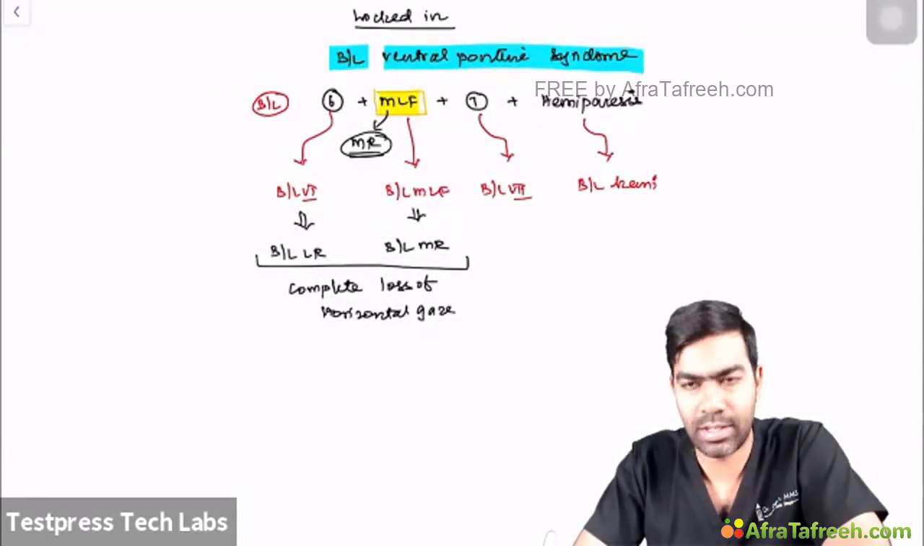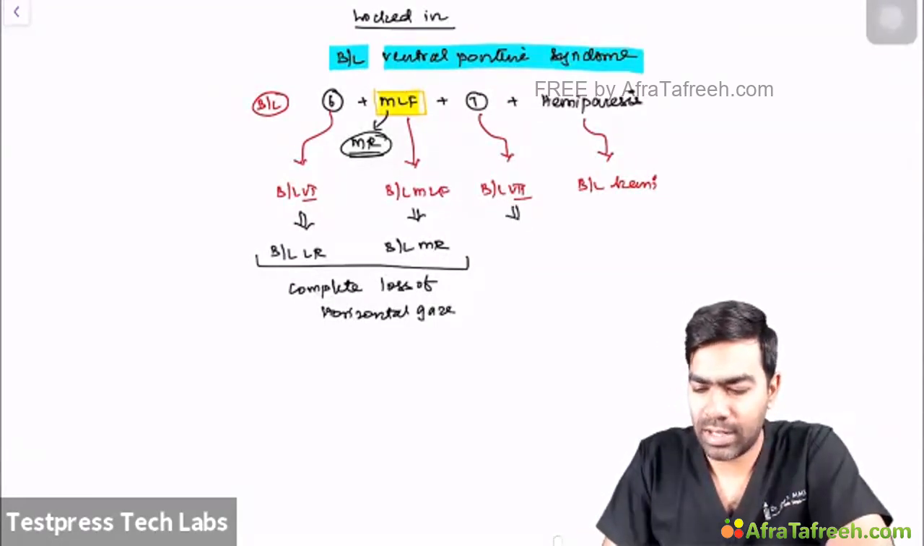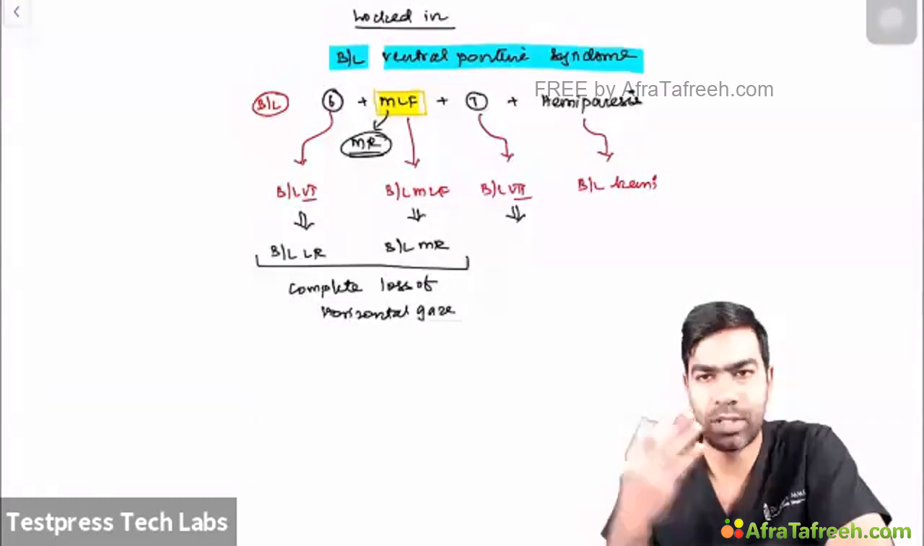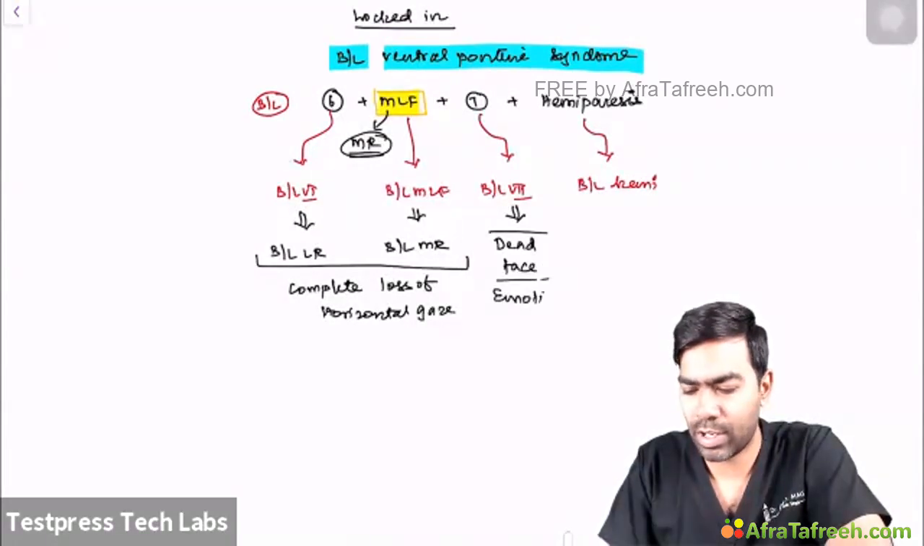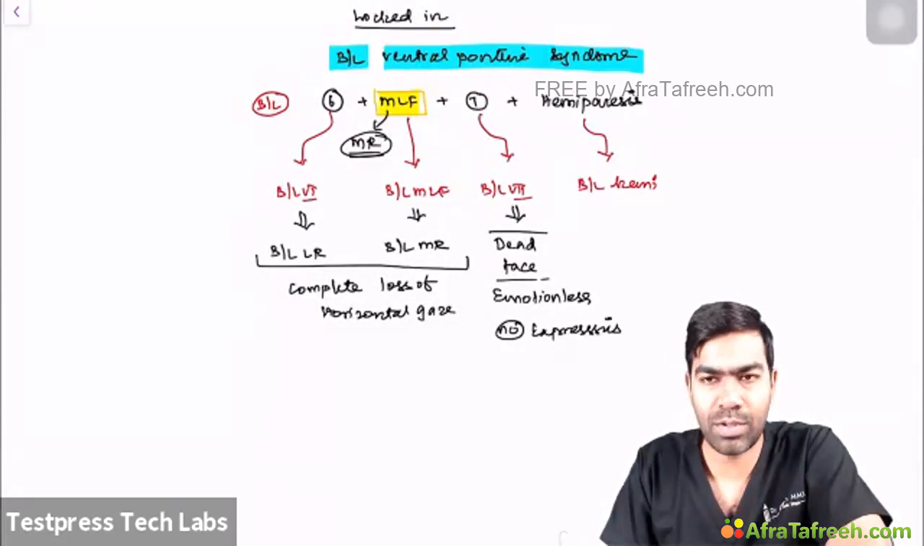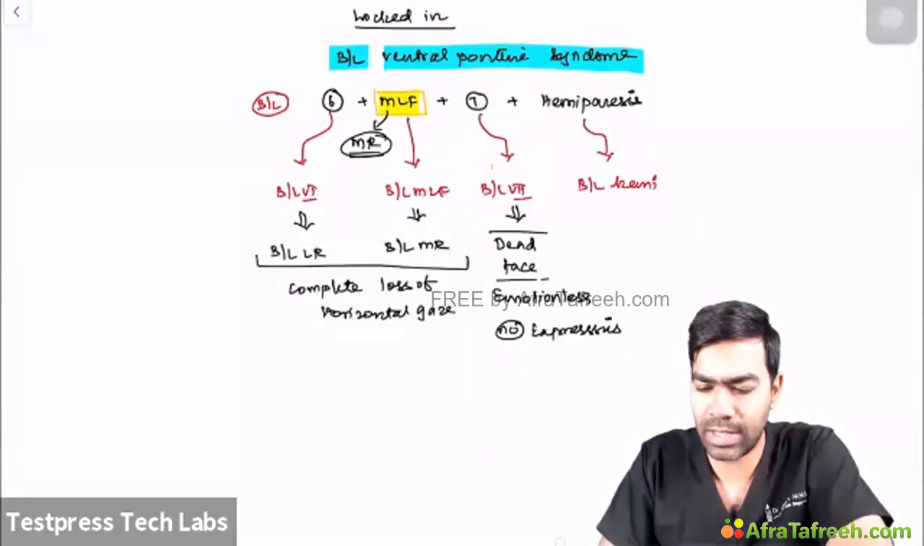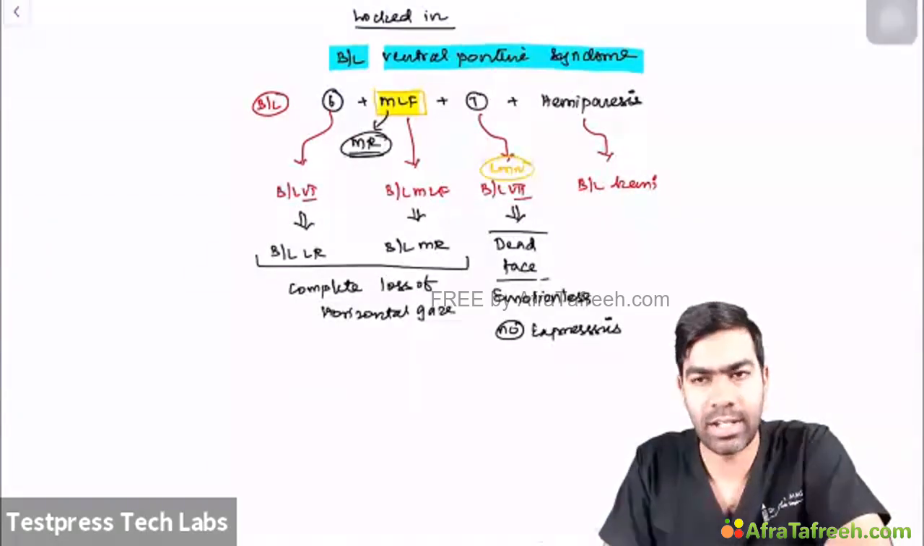Correct? Yes. And when the bilateral seventh nerve is involved, on both sides, there will be complete loss of facial expression. So the patient will appear as if he's dead. Dead face, emotionless. He cannot express anything, no form of expression, because both sides are affected. Remember, whenever you talk about a brainstem stroke, it's not UMN. It is basically an LMN seventh nerve palsy. So definitely it is a complete loss. Upper, lower, everything will be lost.